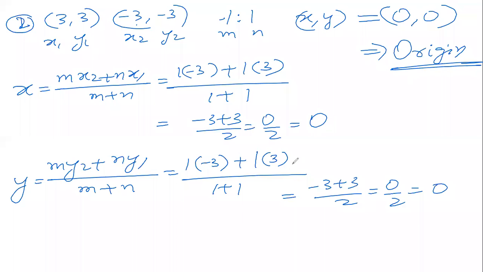So the origin is the point which will divide this line segment joining (3, 3) and (minus 3, minus 3) in the ratio 1:1. If we draw a diagram to understand what we are talking about, (3, 3) will be somewhere here. (Minus 3, minus 3) will be here. This is the line segment we are talking about, right? And at the center we will have the origin, which will divide the line segment in the ratio 1:1.